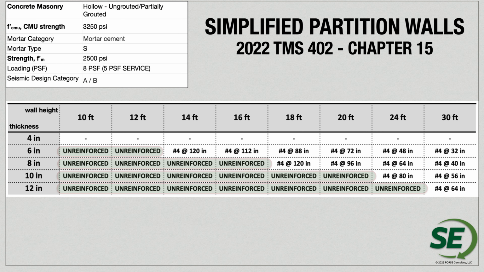In fact, we also created some tables for reference, for all the different reinforcement that you would need for a standard partition wall with 5 PSF of service load in seismic design category A or B. Really, most of the different design options can be unreinforced. You can see a 6-inch wall going up to 12 feet can be unreinforced. An 8-inch partition wall could go all the way up to 16 feet and still be unreinforced, 10-inch up to 20 and 12-inch up to 24. So you can see that we can achieve some significant heights with those partition walls.